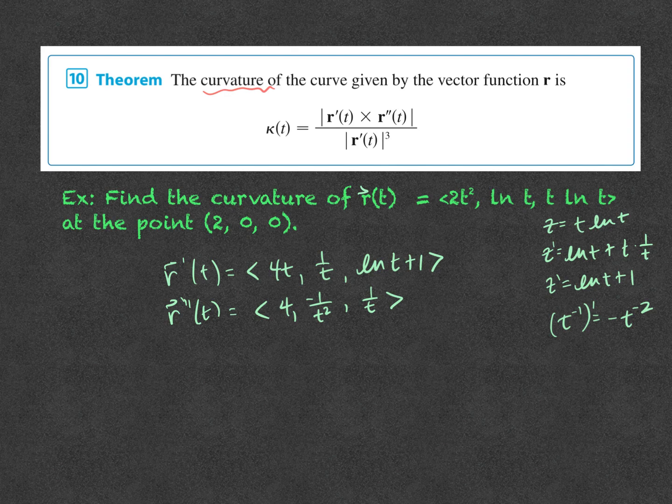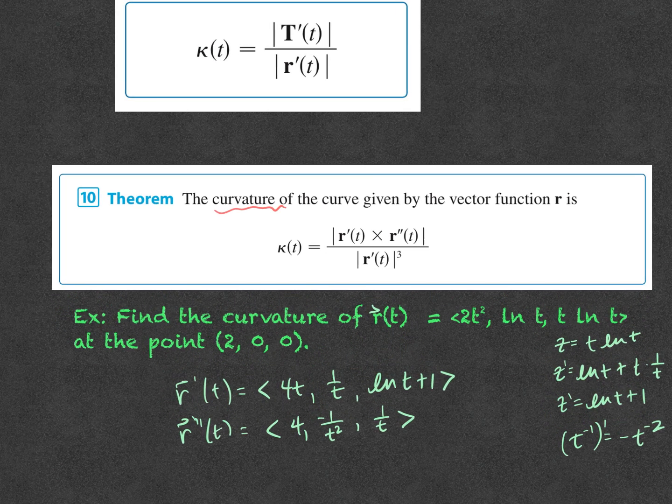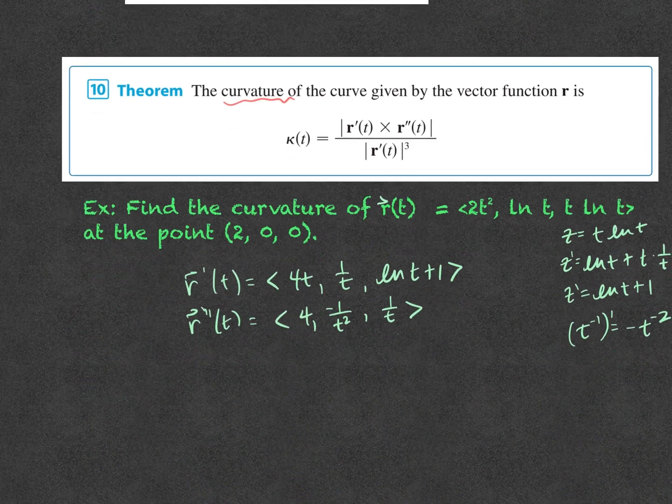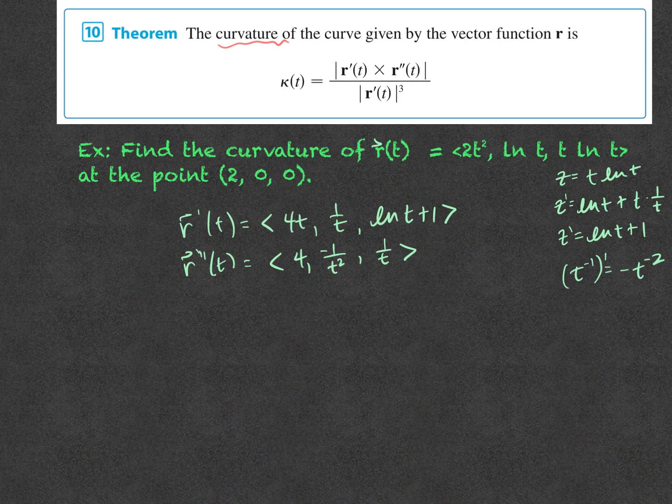Now, if we were using the curvature definition up above, we would need the unit tangent vector, which is the derivative of r over the length of the derivative of r of t. Then you're going to find the derivative of that. In order to do that, there's a whole lot happening in the derivative of that unit tangent vector. That's why the other one is easier to use. So you can kind of see it's a mess.